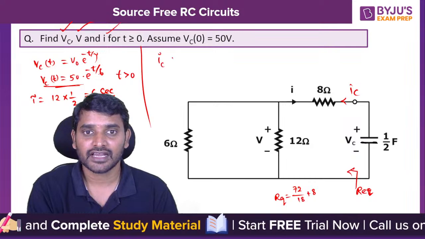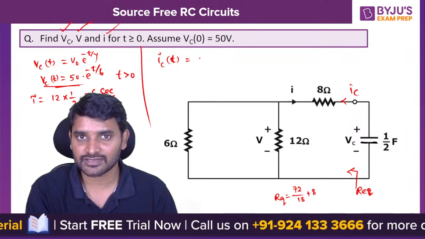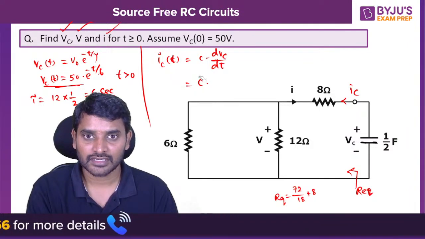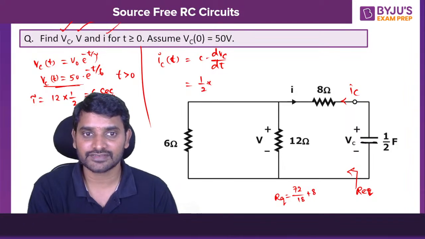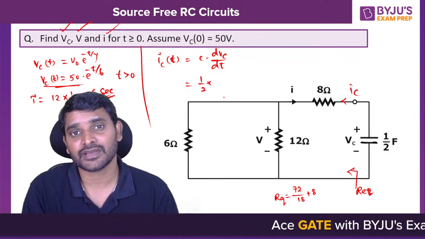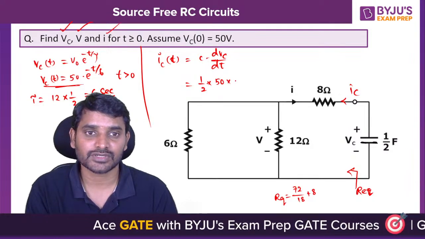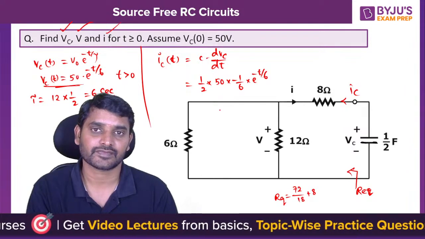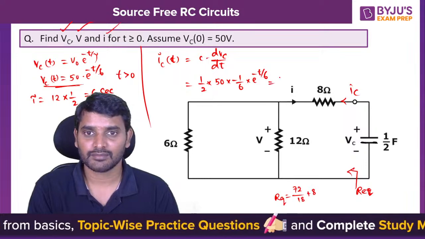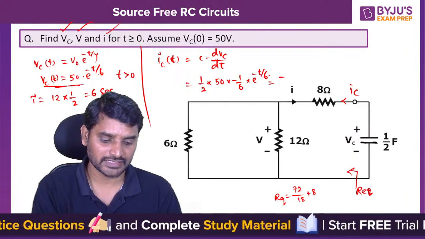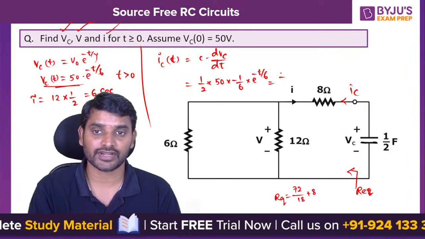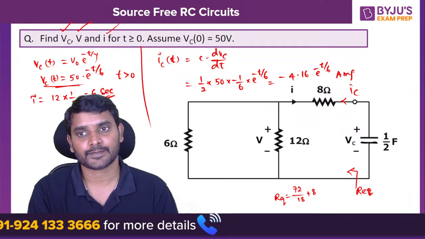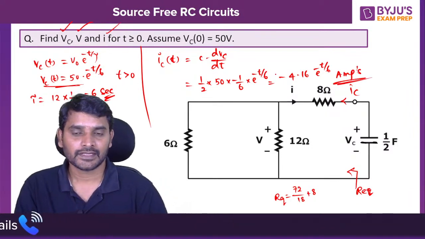What is Ic of t? Ic of t for t greater than 0 is equal to C into dVc by dt. So if you differentiate the voltage expression, 1 by 2 into the differentiation of 50 into e power minus t by 6, that will be 50 into minus 1 by 6 into e power minus t by 6. So this comes out to be minus 50 by 12, which is around minus 4.16, so minus 4.16 into e power minus t by 6 amperes. So this is the capacitor current.